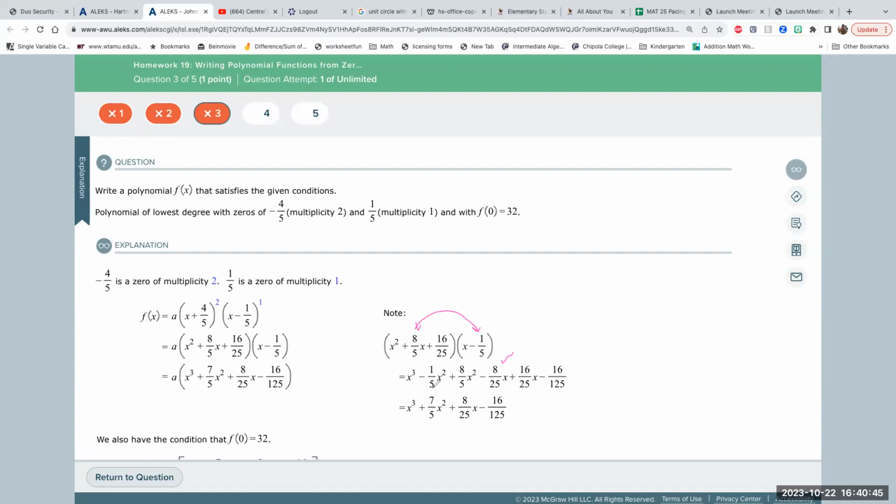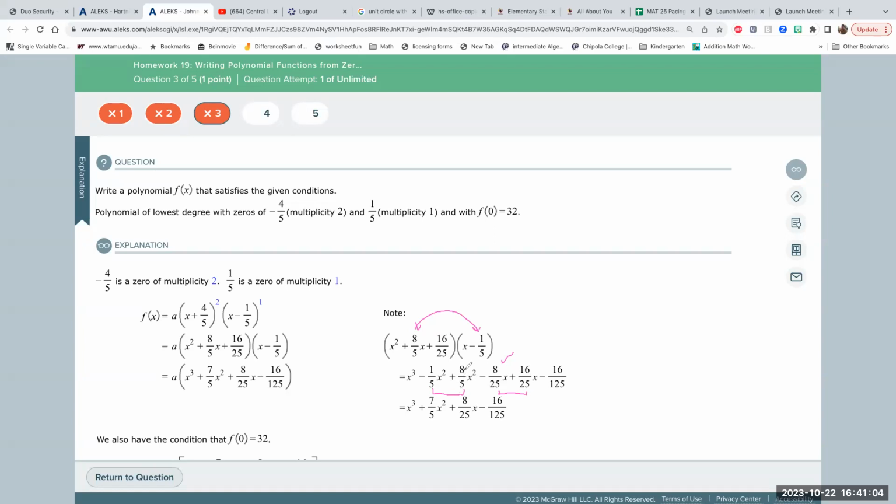Remember, they combine like terms. So they combine these two together. So -1 plus 8, that's where they got that 7. Then they combine these two together because these are my x values. -8 plus 16 gave us 8, and then over 25.